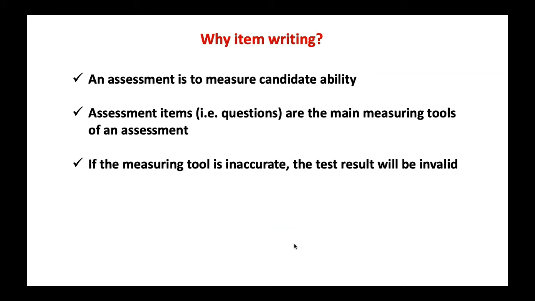Validity is whether we are assessing what we want. If we are assessing what we want, then we say it's valid. Now, if a particular question is not assessing what we want, but something else, then the test result also, to that extent, will be invalid.